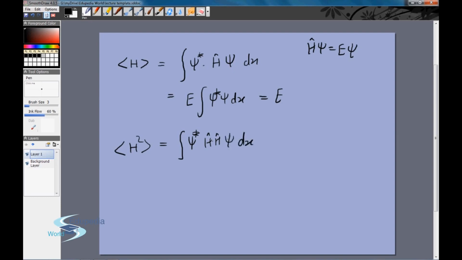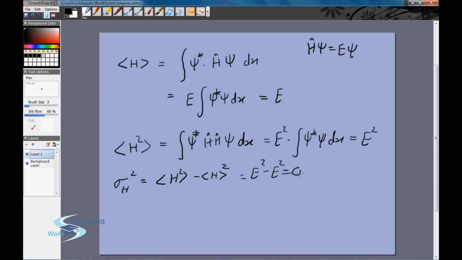Once again, H multiplied by E psi gives me another E, so it gives me E squared times the integral of psi star psi dx, which again is equal to 1. So this is E squared. So what is sigma H squared? The variance. That will be equal to the expectation of H squared minus the expectation of H, whole squared, which is equal to E squared minus E squared, which is equal to 0.